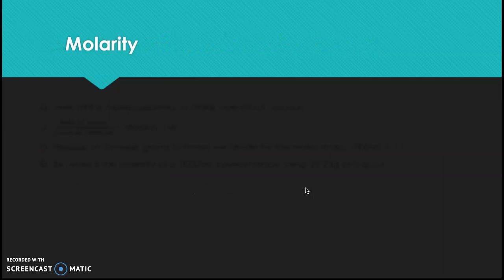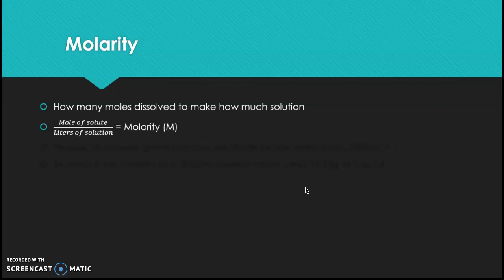Now, molarity. Notice it has the term mole in it, which means we're going to use moles. And what we look at is how many moles is dissolved to make how much solution. So the calculation for this is moles of solute, remember that's the thing being dissolved, divided by liters of total solution. So not liters of your solvent, it's liters of solution that you make. And that equals our molarity, which has the units capital M. So that is not meters, it is a capital M, meaning molarity.